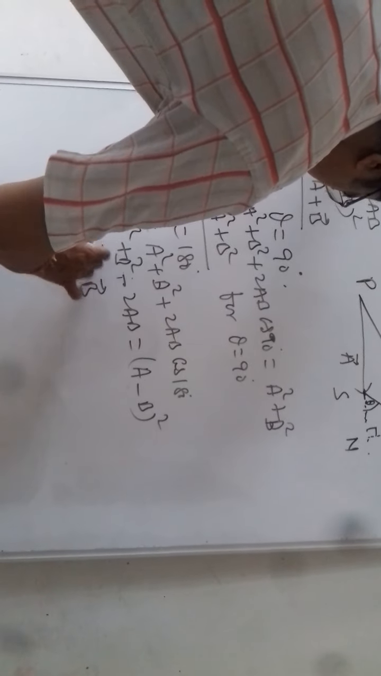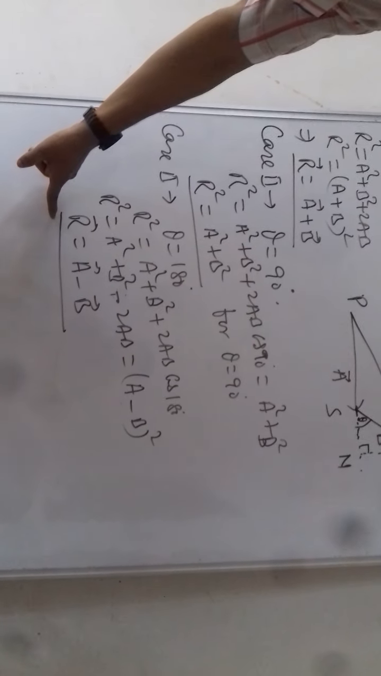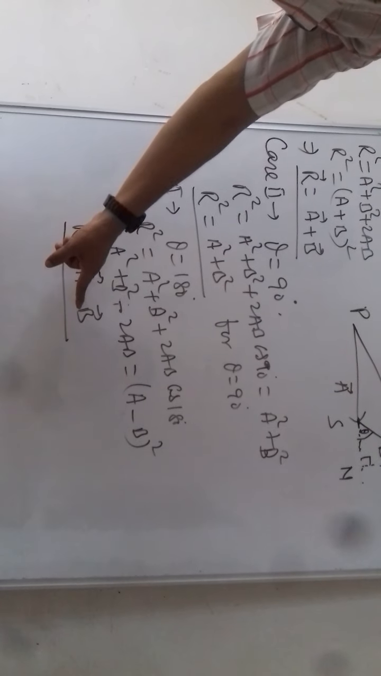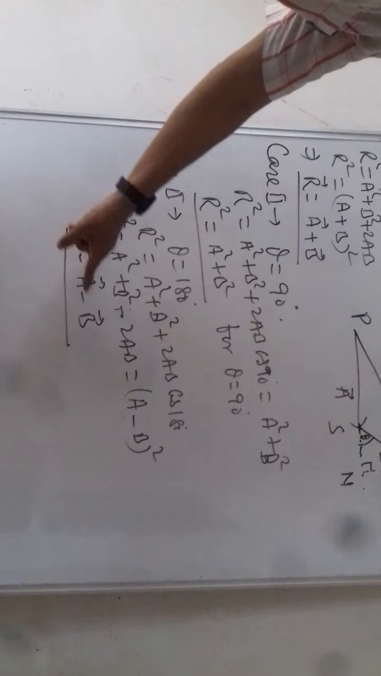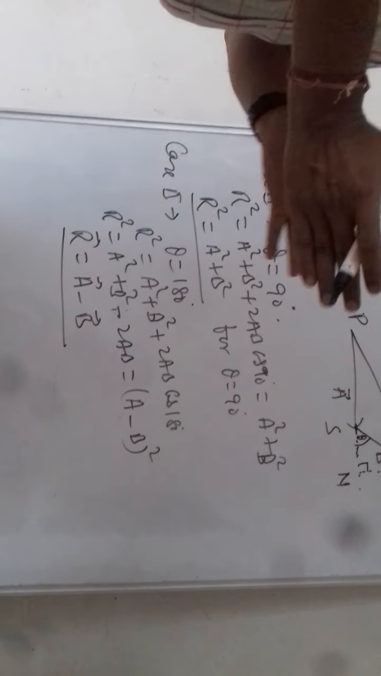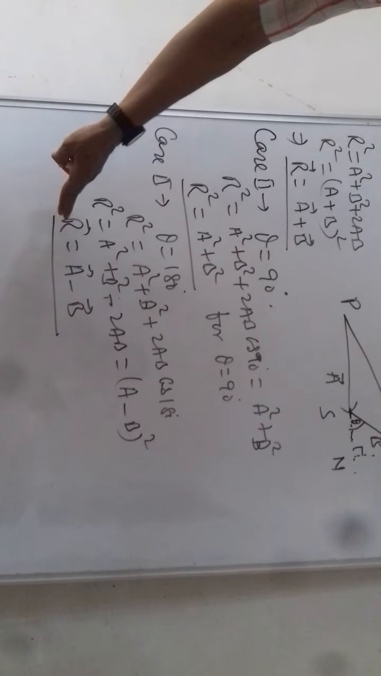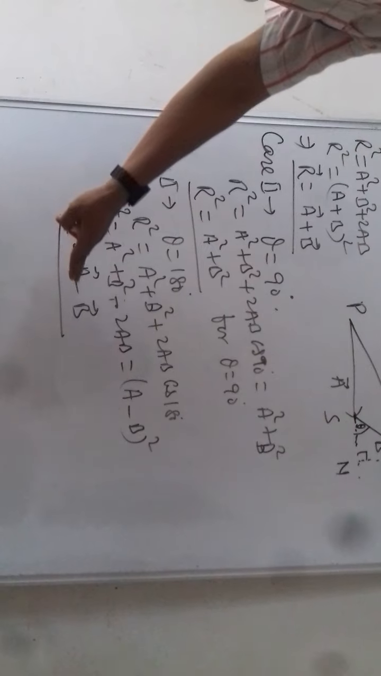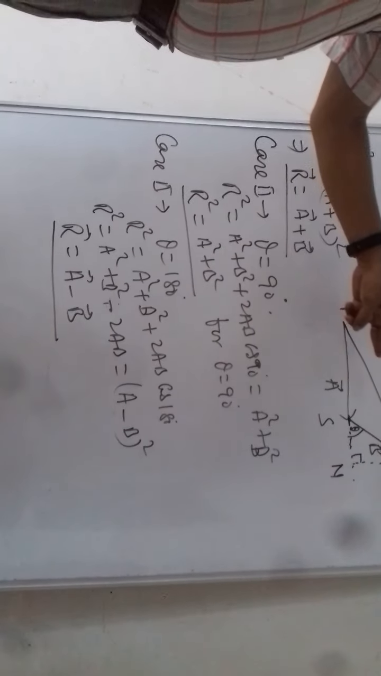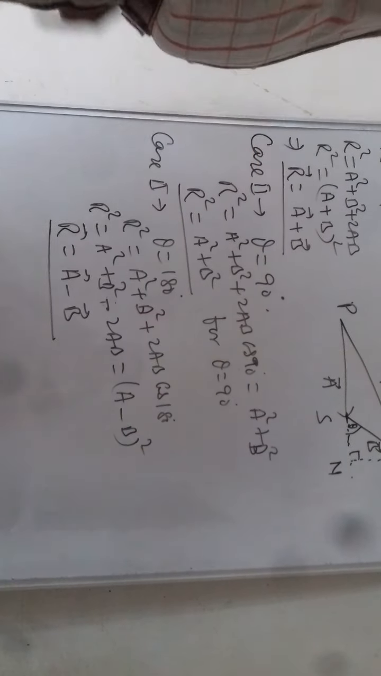That means this is an important relation. R is the resultant vector of A and B, the addition of A and B when both vectors are anti-parallel, connected to each other, and we find the resultant R is equal to A minus B. These are the different cases for the addition of two vectors by the triangle law of vector addition.